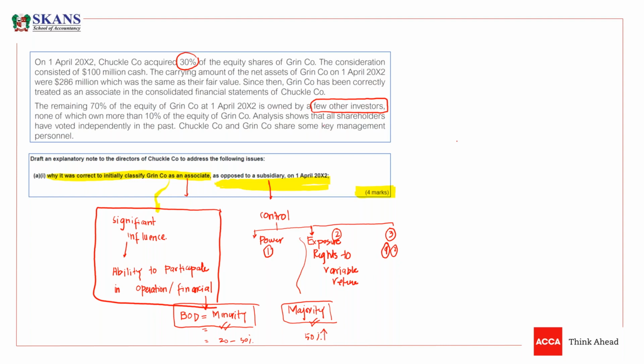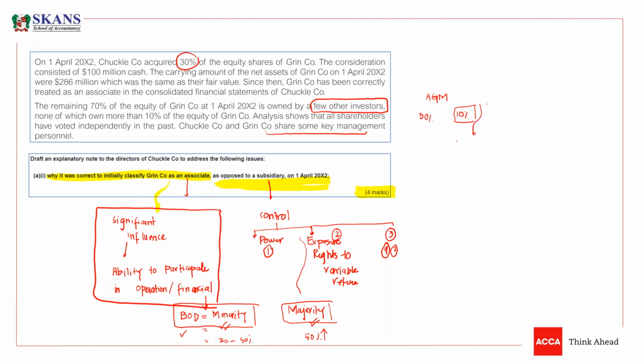C company and G company share some key management personnel. So they are exchanging some key management persons as well. So this is again an indication of an associate. Now, guys, because other investors always vote independently in the past, it means whenever there is a board meeting or an AGM, annual general meeting, we have 30% holding, but the other owners have 10% holding. They always vote in the meeting.